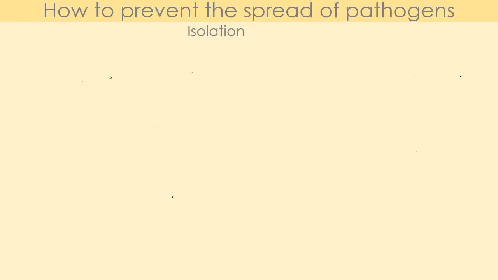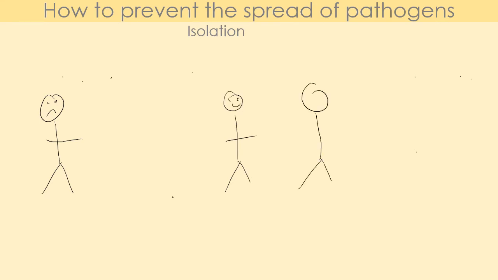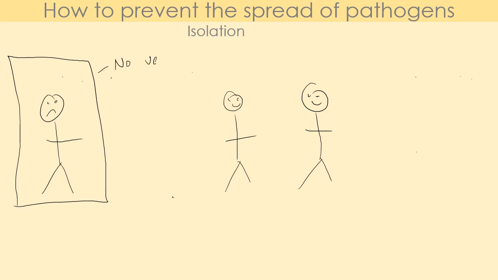We'll now have a look at isolation. Now, if we have a member of a population who has the pathogen and we want to stop it from spreading to other people within the population, we can isolate them. By isolating them, we stop the spread of the pathogen from one person or organism to another, as there are no vectors transmitting the pathogen from one person to another. So with isolation, there are no vectors to transmit the pathogen.